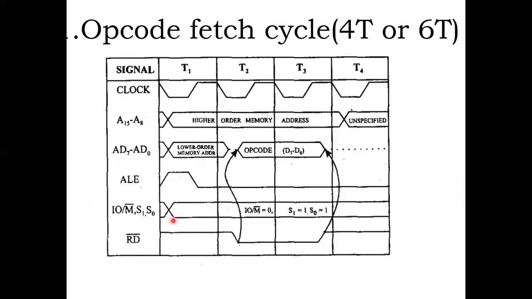Opcode fetch means what we did: we need to select the memory, then we need to define the S1 and S0 values. To select the memory you have to put 0. If you are selecting opcode fetch, you have to put 1 1. This is the concept here.